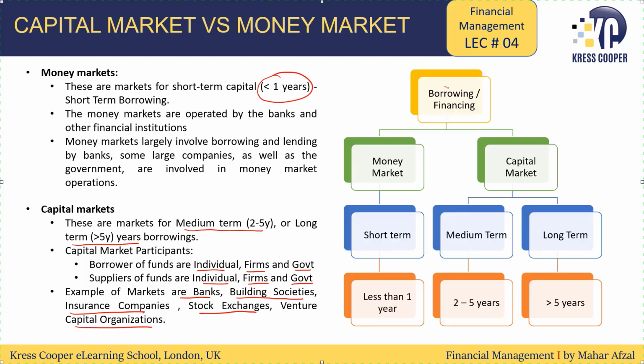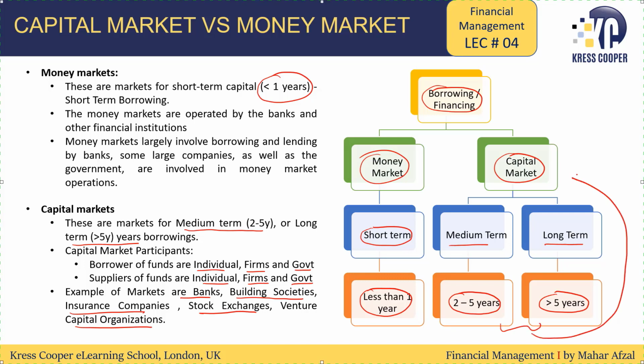So this borrowing or financing can be in the money market or in the capital market. If you are looking for short-term borrowing, you will go into the money market. This covers a period of less than 1 year. If you are looking for medium-term or long-term borrowing, which covers a period of 2 to 5 years for medium term and greater than 5 years for long term, in both situations the borrower will approach the capital markets. In the capital market, these parties are already available, and they will act as a middleman and give financing to the borrower.